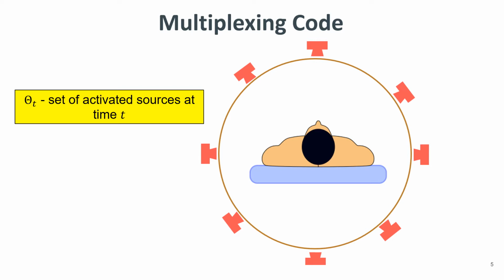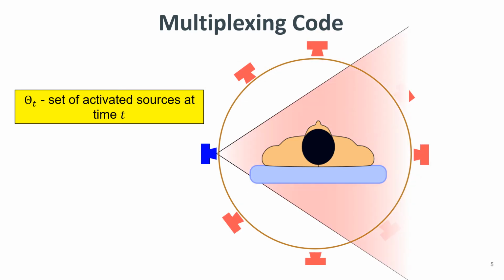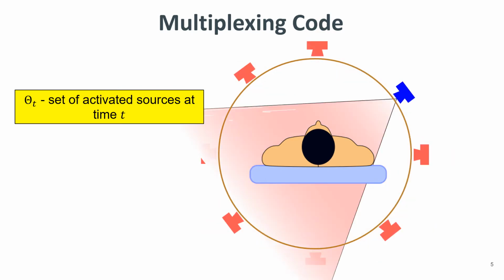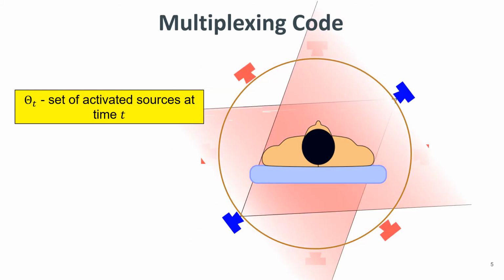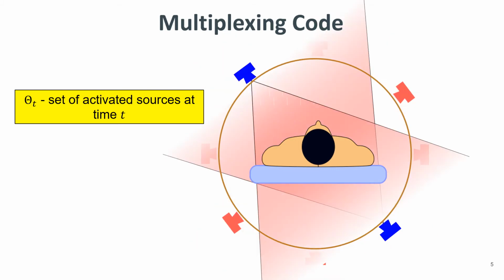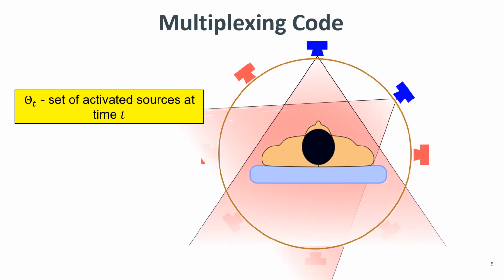We define θt to be the set of activated sources in discrete time t. We can design θt to be as we choose. We can define it to be a single source at a time, and by so virtually simulate the rotation of current CT scanners. But now that we use a stationary CT scanner and don't use the anti-scatter grid, we're not obligated to use one source at a time and can use multiple sources. We can choose any combination of sources we wish.